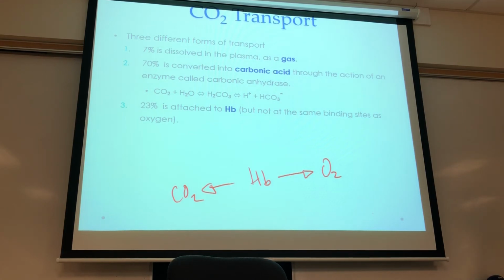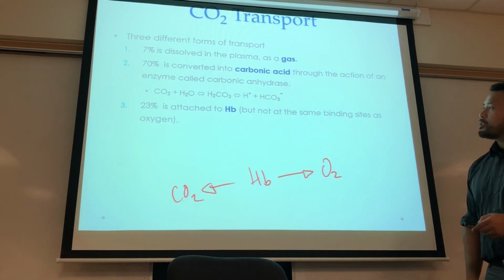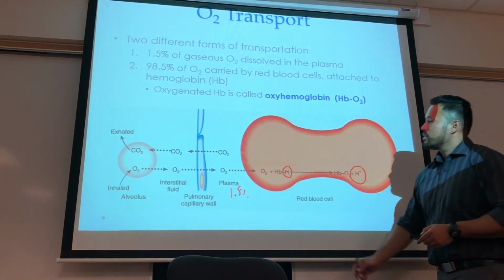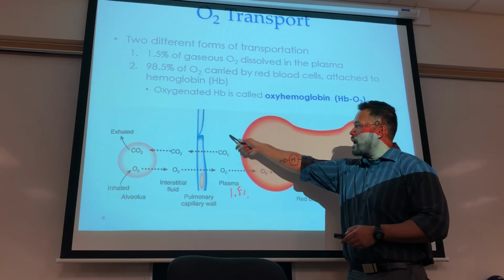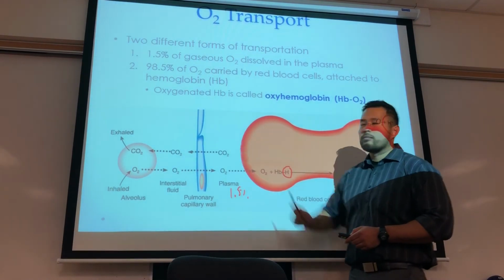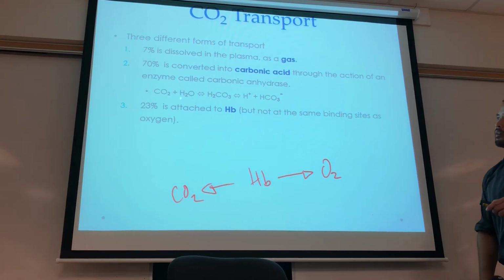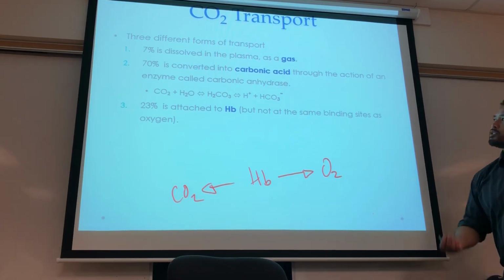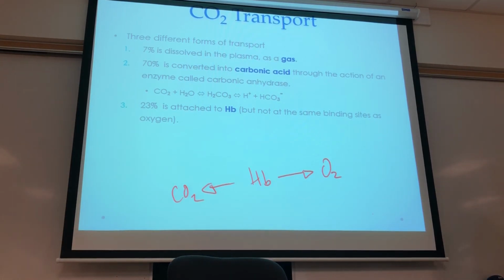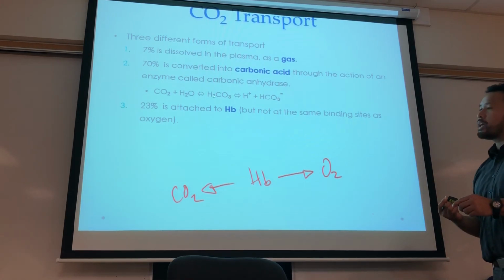So looking at that, 23% being carried by hemoglobin, the other 70% is going to be converted into carbonic acid. That means whenever you get CO2 and water, anytime you get CO2 in an aqueous environment, CO2 and water combine into a weak acid. And that weak acid is called carbonic acid.